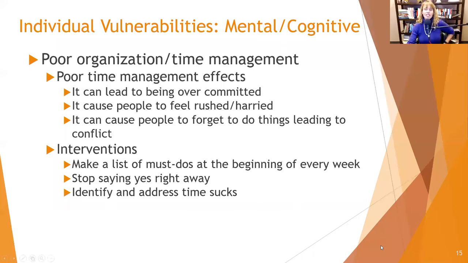Poor organization and time management can also make people vulnerable. We've all been there where we've had too many things to do. Hopefully we haven't double booked ourselves, but we feel like we're being pulled in 16 different directions. I know for me, when I feel that way, I tend to be more irritable, impatient, react more strongly. And when bad things happen, I tend to feel more powerless because I'm just like, I can't do one more thing. I give up. So we want to help people work on organization and time management. Poor time management can lead to people feeling overcommitted, feeling rushed or harried, or cause them to forget to do things, which leads to conflict, which also increases negative moods.